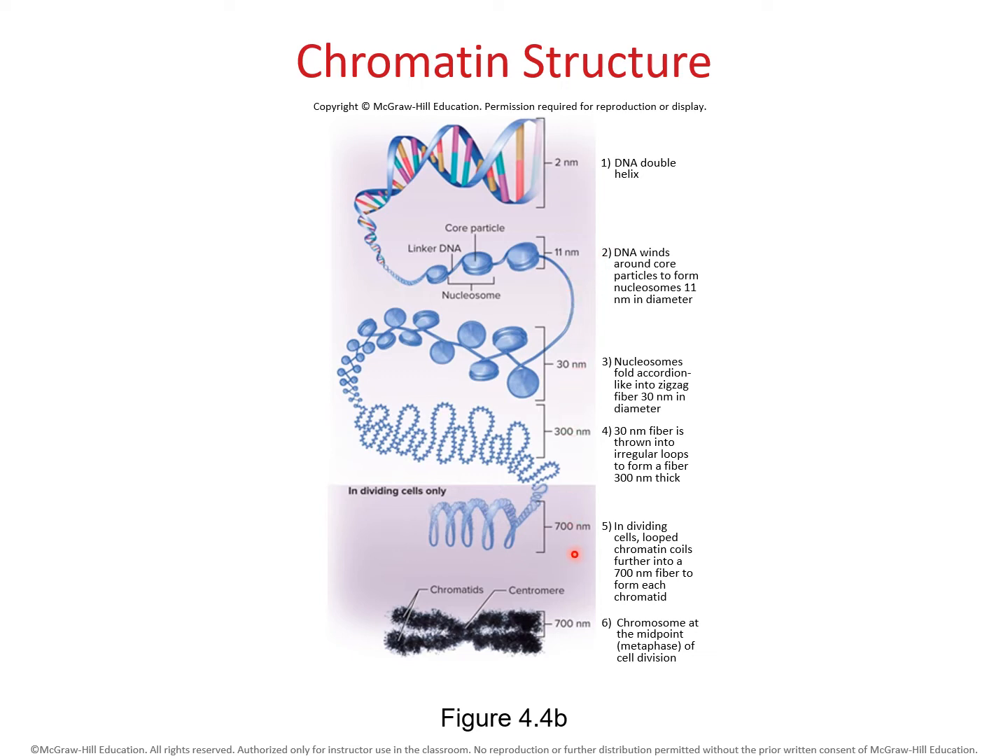We're going to go to nanometers. Ultimately, what we get is a chromosome. We're going to form a chromosome, which is really, really condensed chromatin. Chromatin is really, really condensed DNA. Now, when we have a chromosome, there are certain parts of the chromosome that we're going to label.